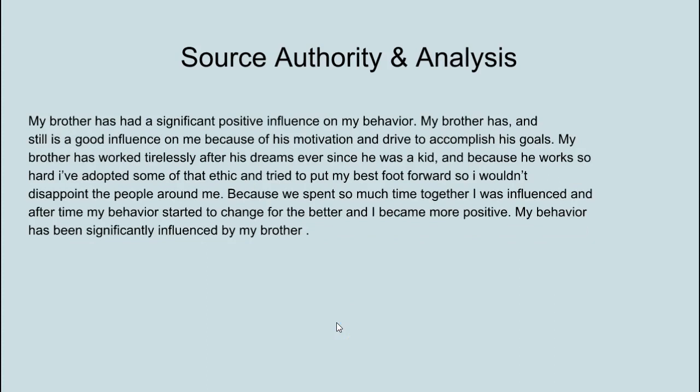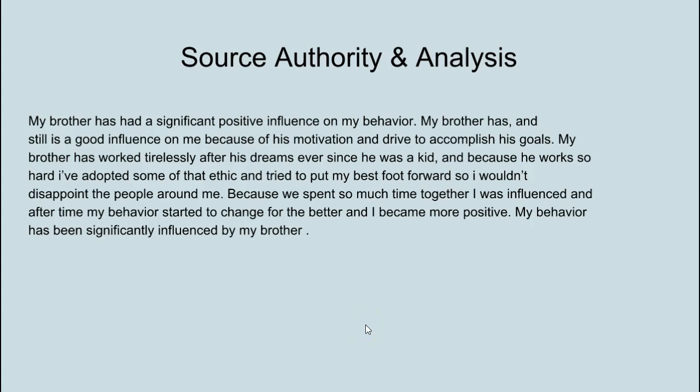Here's another example. My brother has had a significant positive influence on my behavior. My brother has and still is a good influence on me because of his motivation and drive to accomplish his goals. My brother has worked tirelessly after his dreams ever since he was a kid, and because he works so hard, I've adopted some of that ethic and tried to put my best foot forward so I wouldn't disappoint the people around me. Because we spent so much time together.